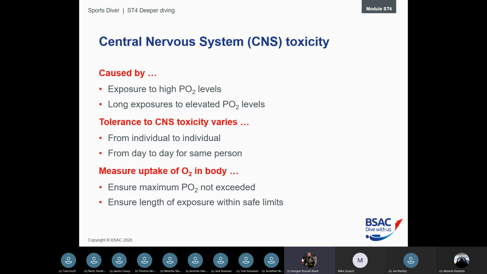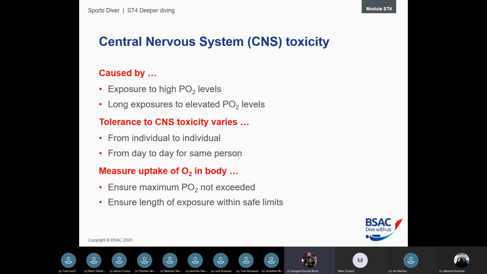And that's why that 1.4, I would say, is somewhat conservative. You would never exceed that, though. Things in BSAC are put in place to be conservative, so if you do exceed it, you might be okay. But it's like an absolute for you guys that 1.4 is the maximum partial pressure that you reach, to measure the uptake of the oxygen in your body. You don't exceed that partial pressure. I don't think I've said that enough times. I'm going to go back and watch this and realise I said it about 40 million times, but it's really important. And also ensure that the length of your exposure to that partial pressure is within your safe limits.